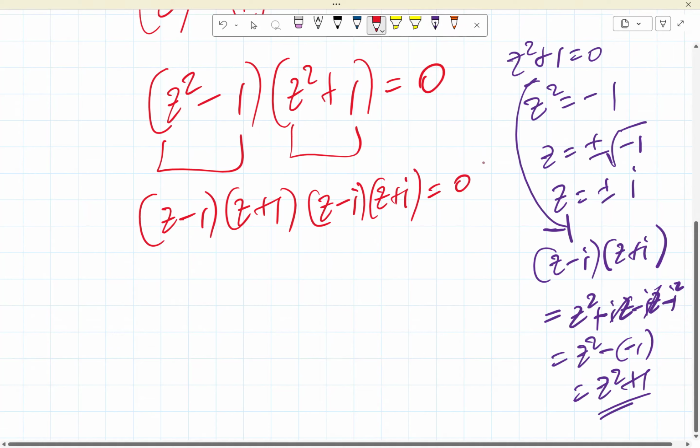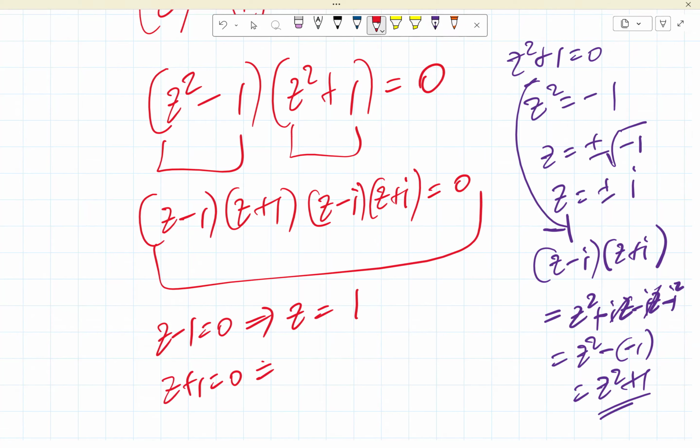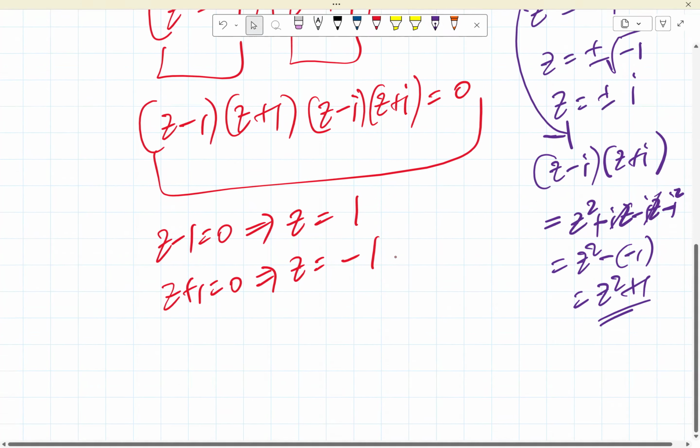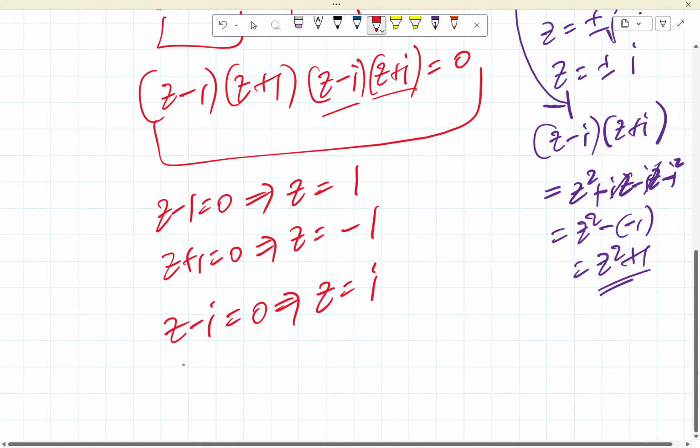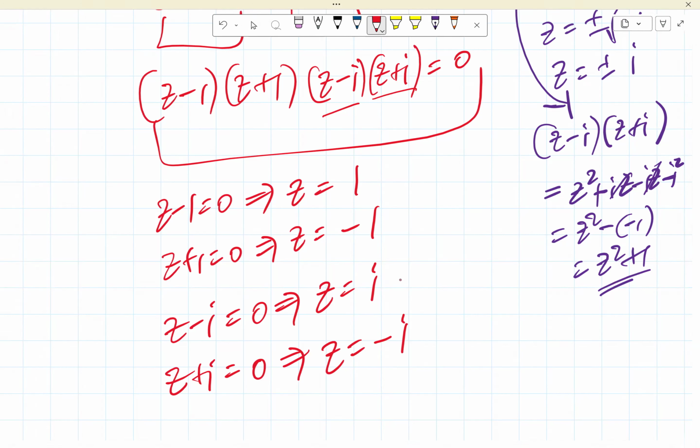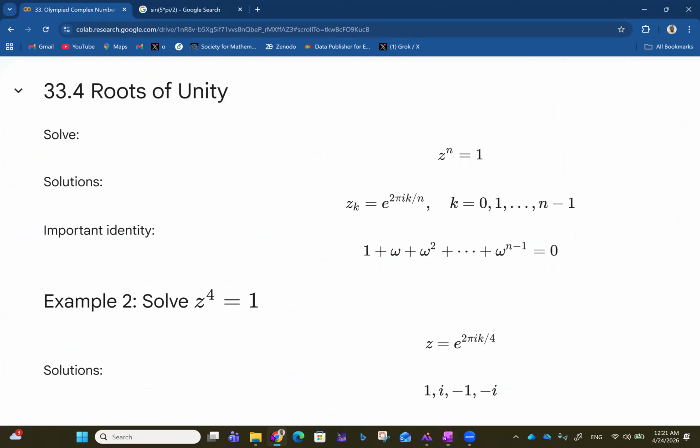So with this now, we have our four solutions. From here, z minus 1 equals 0 implies that z is equal to 1. Then next, z plus 1 equals 0 implies that z is equal to minus 1. Then next, z minus I equals 0 implies that z is equal to I. And lastly, z plus I equals 0 implies that z is equal to minus I. And these are the four solutions for z raised to power 4 equals 1. So at least, you have also established it here.